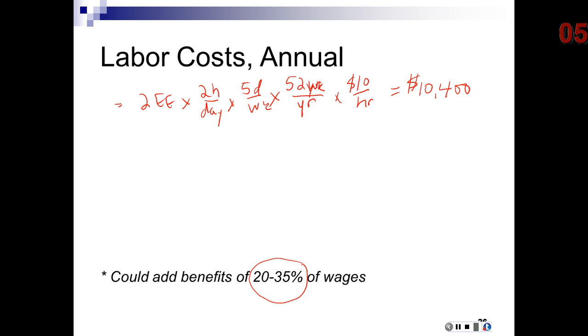And so if you wanted to add that in, for example, if I did 20%, 20% of my $10,400 is an additional $2,080. And so I would come up with a total labor cost for the current job of $12,480. You could always do that if you want to. I'm not going to consider that. I'm going to just stick with the strictly $10,400 just to keep it easy.